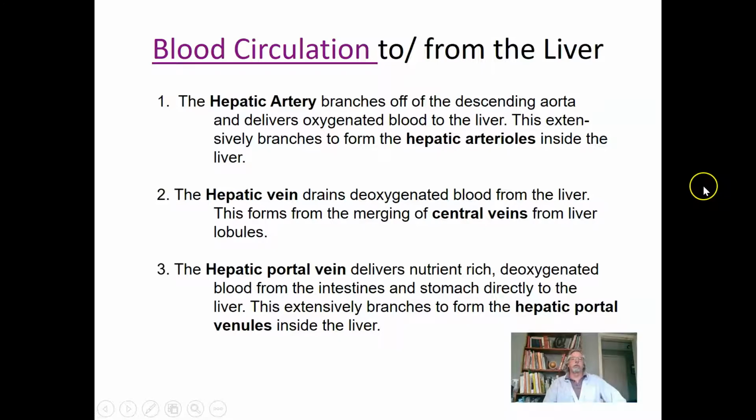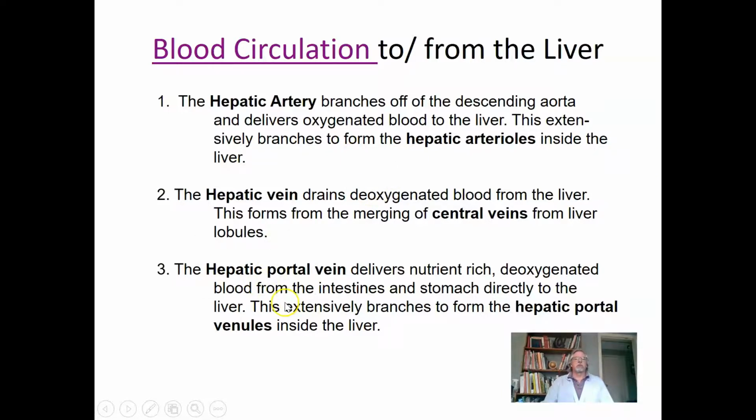Blood from the liver is drained into hepatic veins, and these are going to connect into the inferior vena cava. The hepatic veins are connected to what are called central veins in a microscopic structure called the liver lobule, which I'll mention in a bit.